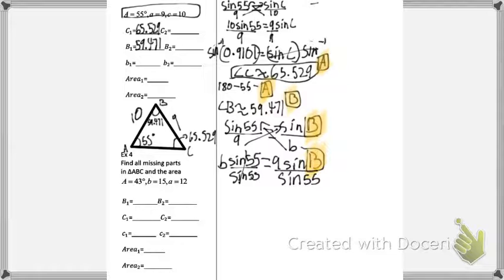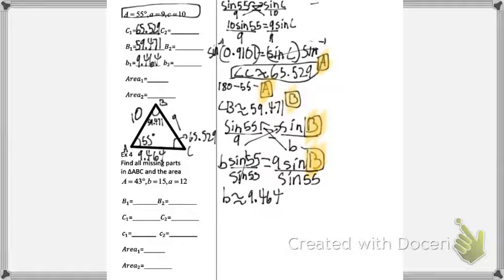So I got that sine B approximately equals 9.464. Sine B equals 0.464.